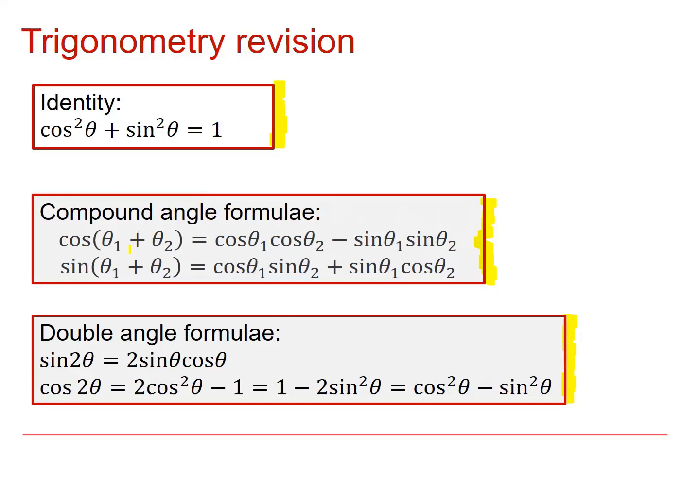The compound angle formulae, so this is the cos of the addition of two angles, can be rewritten in terms of the cos of each angle and the sine of each angle, and similarly with sine. You'll often see these written as cos of a plus b and sine of a plus b, but they are the same formulae. And the double angle formulae: sine 2 theta in terms of sine and cos, and cos 2 theta in terms of cos alone or sine alone, or indeed cos and sine. And this latter one, the cos 2 theta one, we'll see quite a lot when we're doing some integration work.